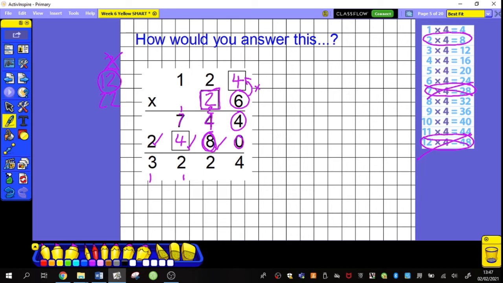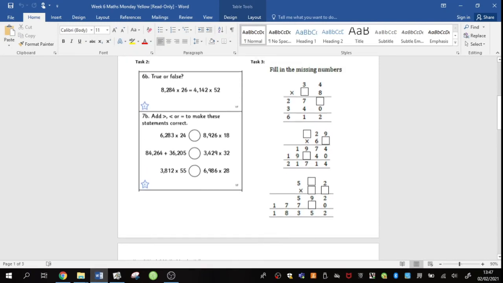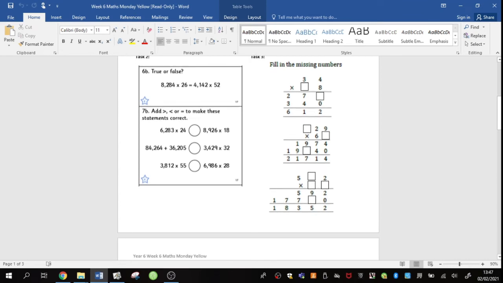So you see how I've used my times table knowledge and I've sort of thought backwards on how to solve these. So what I'd like you to do now is have a go using that same strategy for task 3. You've got 3 questions to solve there. When you're ready for task 4, then come back.